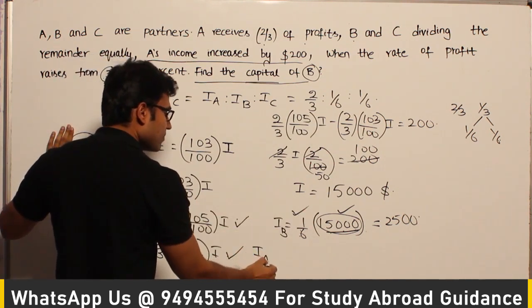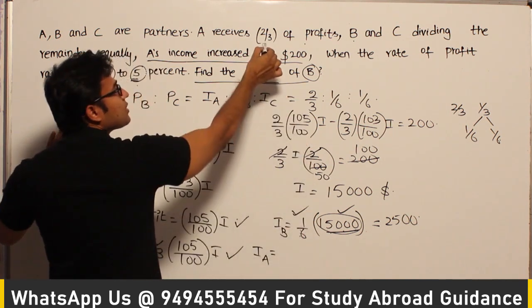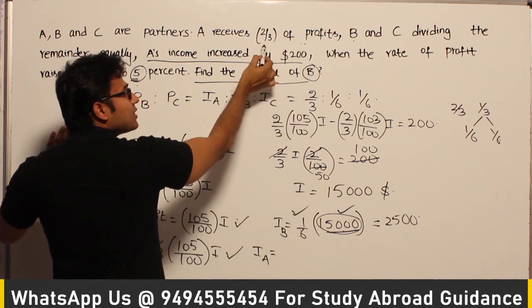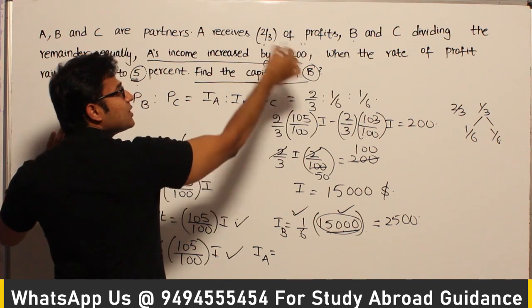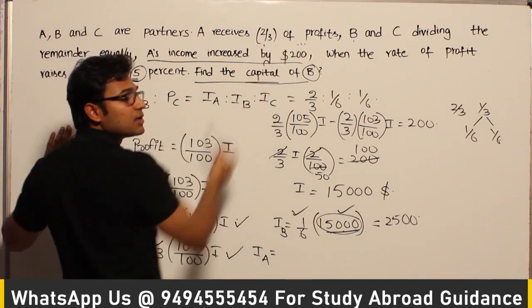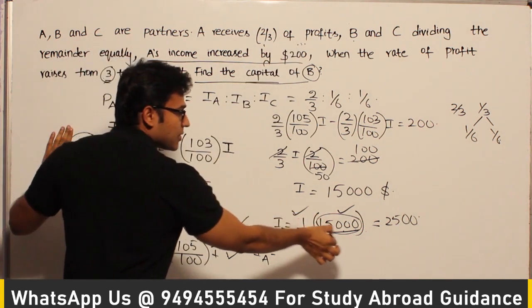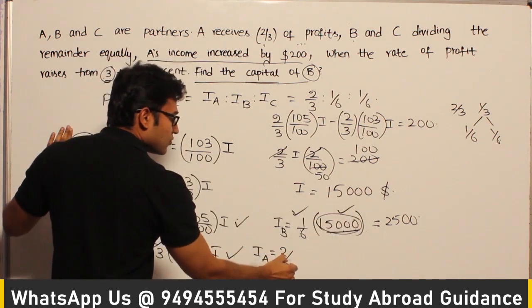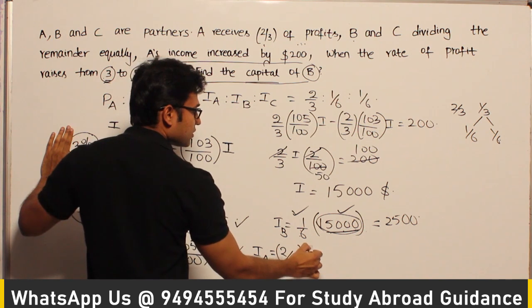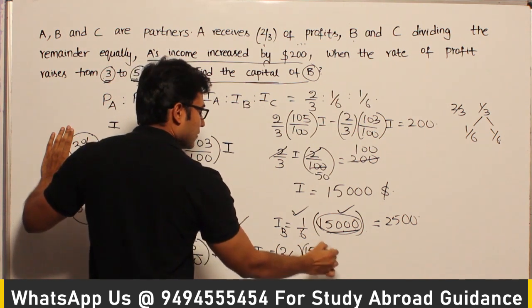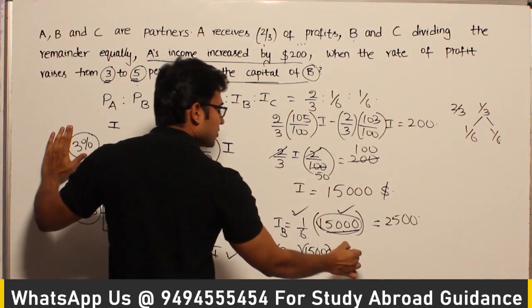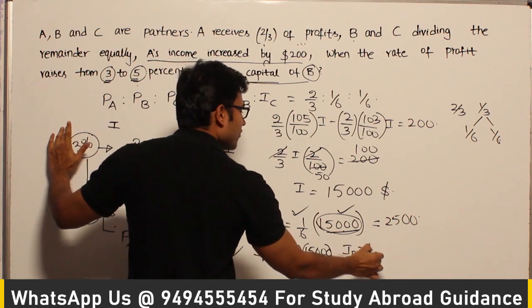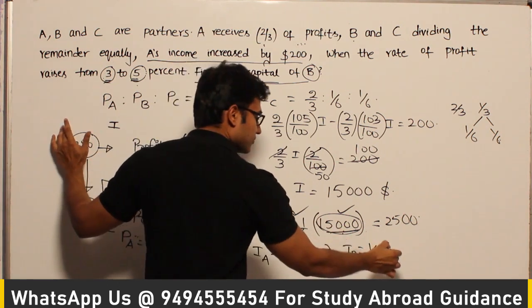So investment made by A, they are saying that he is taking 2/3 of the profits. When can he take 2/3 of the profits? Only when he has invested 2/3 of the investment, isn't it? If the total investment made by all three is 15,000, then definitely investment made by A would have been 2/3 of 15,000. Right? And what about investment made by B? That will be 1/6 of the total investment.